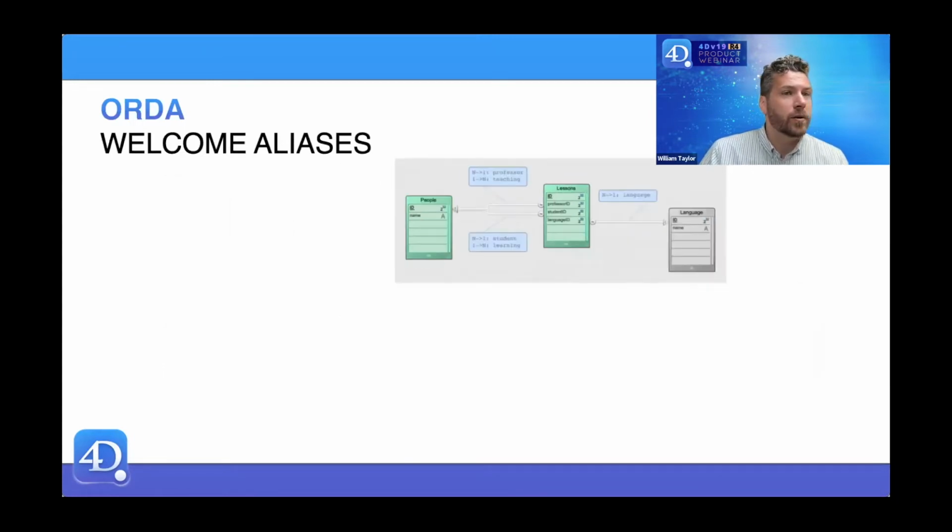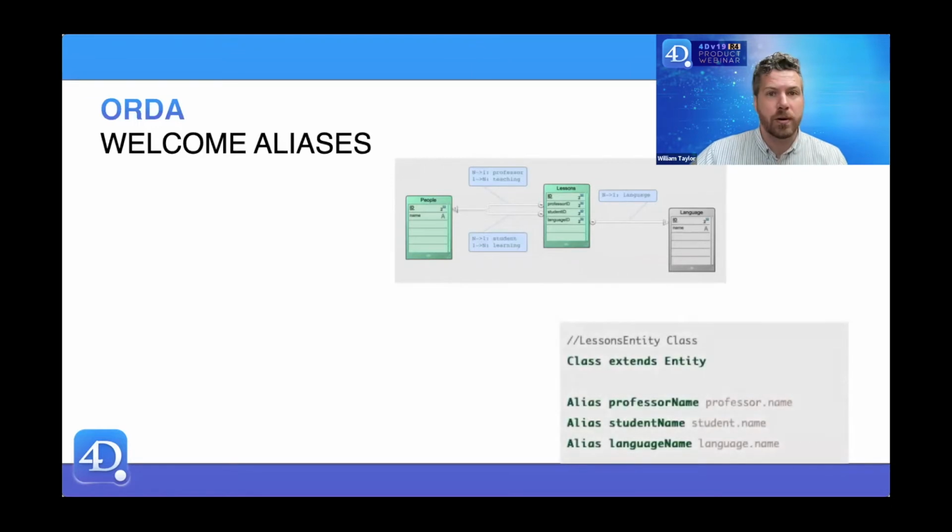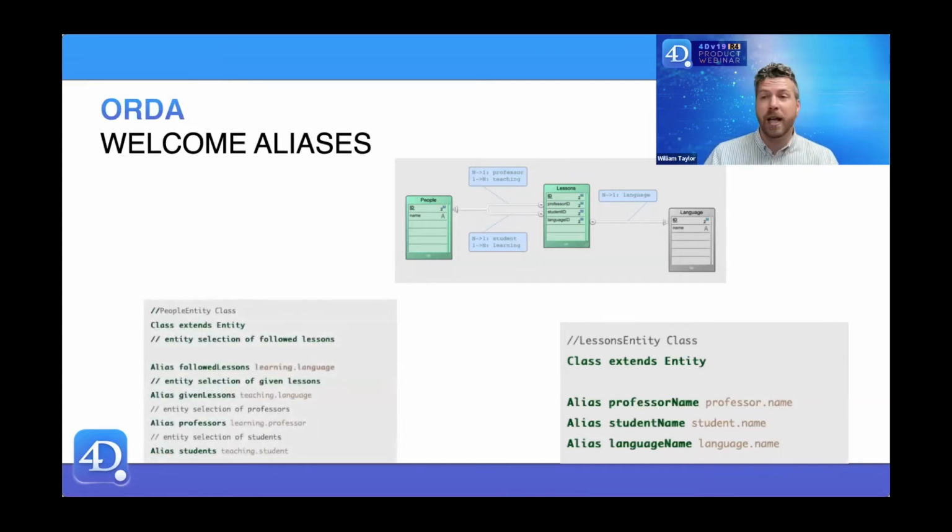So here, for example, in our lessons entity data class, we are able to use maybe the professor name as professor.name. So that would be the professor name, using professor.name to traverse the links that you have. And a little bit more complicated, you can extend the people entity data class by using aliases as well. And for more, here I'd like to pass the microphone to Mathieu to talk a little bit more about this new feature.